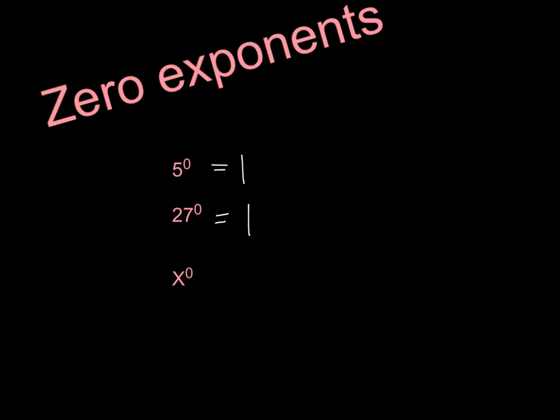And even x to the zero power, it doesn't matter what x is, because no matter what number it is, it's equal to 1. The only exception is that for this rule, the number cannot be 0. So the base cannot be 0. You can't have 0 to the zero power. That doesn't work. But any other number besides 0 is equal to 1.